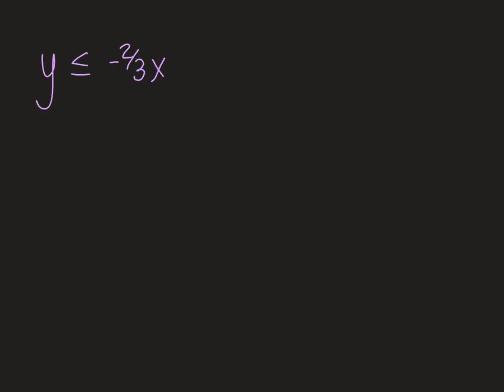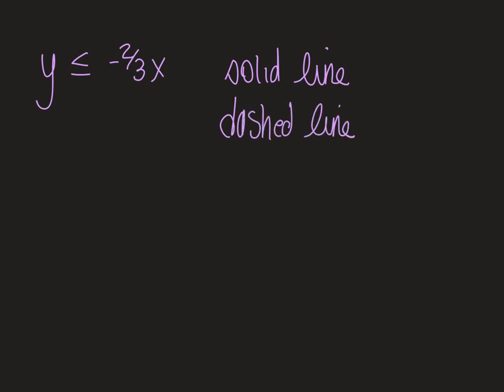All right, we're ready for our next question. Will this picture have a solid line, or will this picture have a dashed line? So the answer is that it will have a solid line. The line under the alligator mouth makes it also include all the numbers on the line.